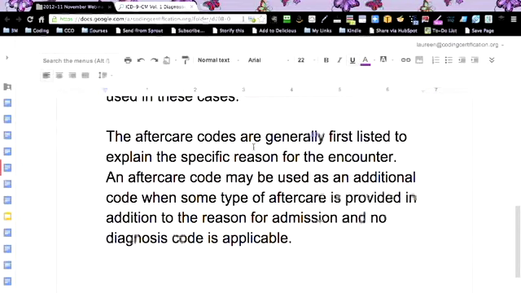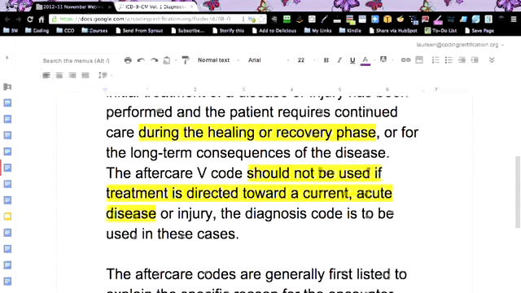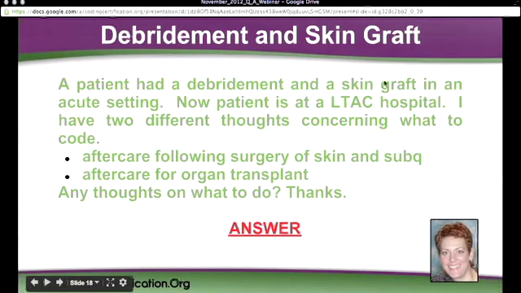It also goes on to say that the aftercare codes are generally first listed. We were talking about that on the other slide to explain the specific reason for the encounter. An aftercare code may be used as an additional code when some type of aftercare is provided in addition to the reason for admission and no diagnosis code is applicable. So hopefully that will help you with that scenario. But it did say they had a debridement and skin graft. They're now in a long-term acute care hospital. So I didn't get the sense that they were coming back on an outpatient basis for maybe some aftercare for the fact that they had this graft.